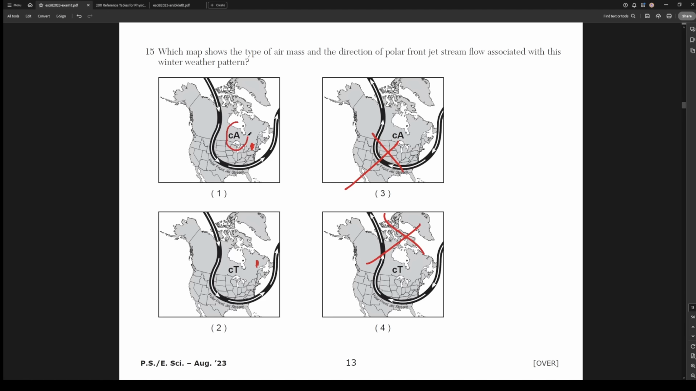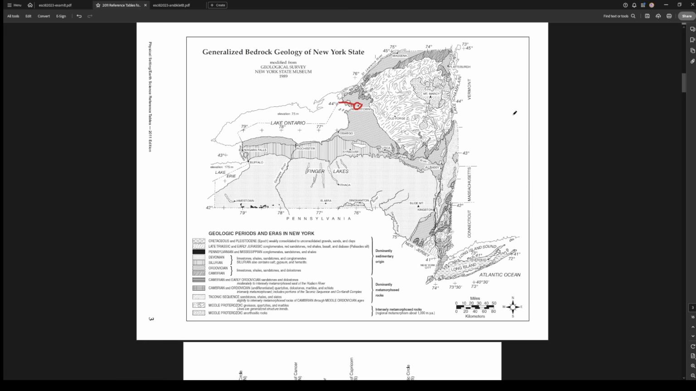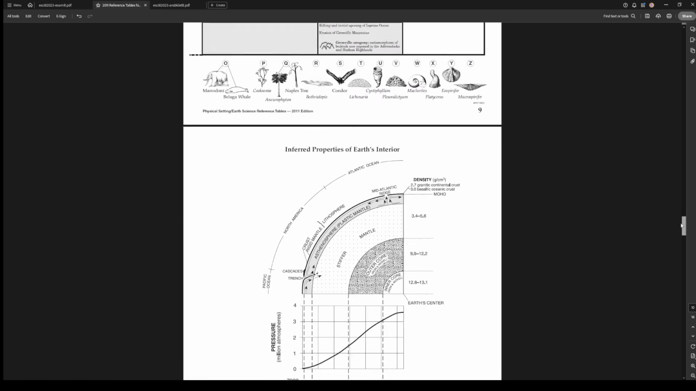So is this cA up here or cT? This is tropical. So it's definitely not tropical in Canada. So this is going to be the answer here. Plus polar, think polar is cold. This is Arctic. The reason I knew the arrows were going down this way is because it follows the trade winds. So you could check that out here.